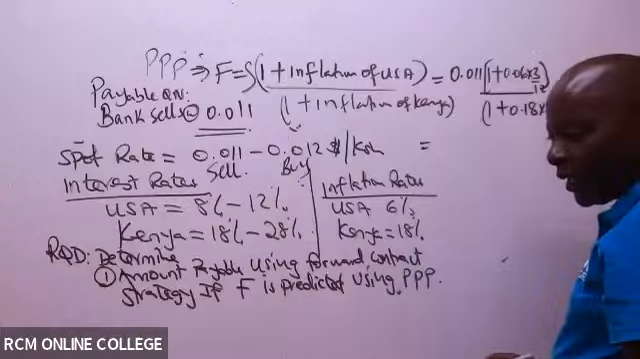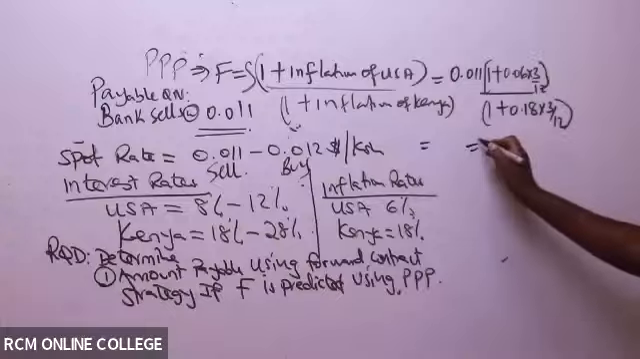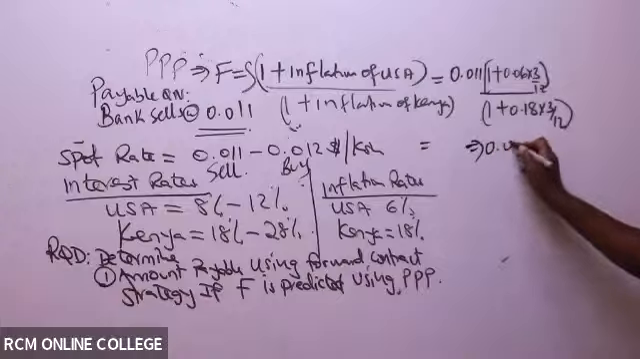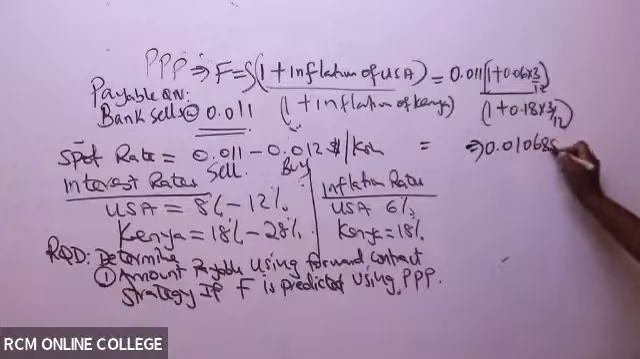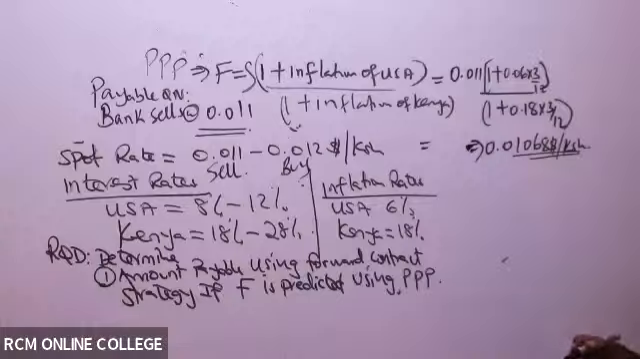So what figure are we getting? People are giving me different answers, you know. People are really getting very, very different answers. I don't know why. It seems this 0.01068 dollars to Kenya shilling is the correct one.